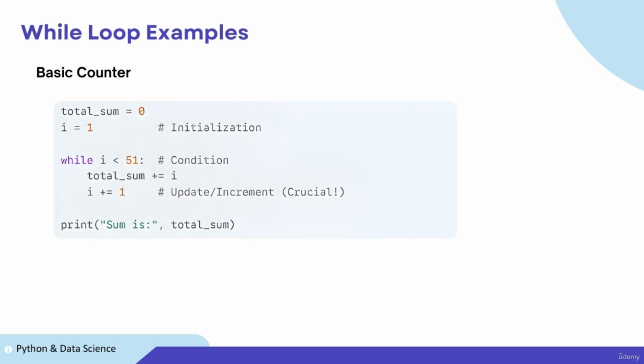Let's look at a safe implementation. i = 1, while i < 51: total_sum += i, then i += 1. That last line is the most important. By incrementing i, we ensure that eventually i will be 51, the condition will become false, and the loop will stop.